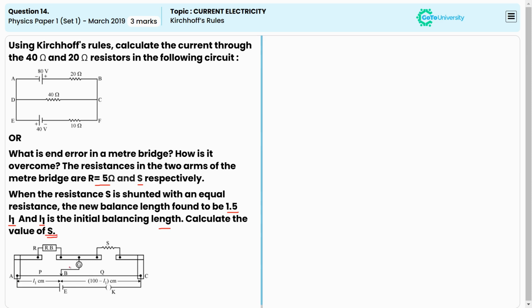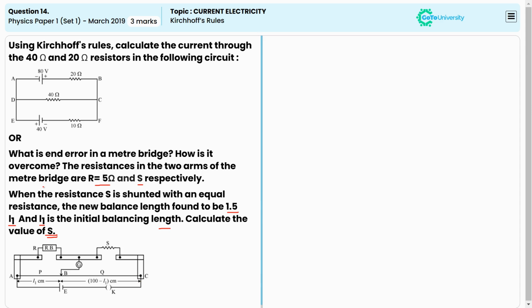So this is the circuit they have given here, connected with the galvanometer. The total length from this point to here is I1, and from here to here it is 100 minus I1. Then we need to find the value of S in this particular case.